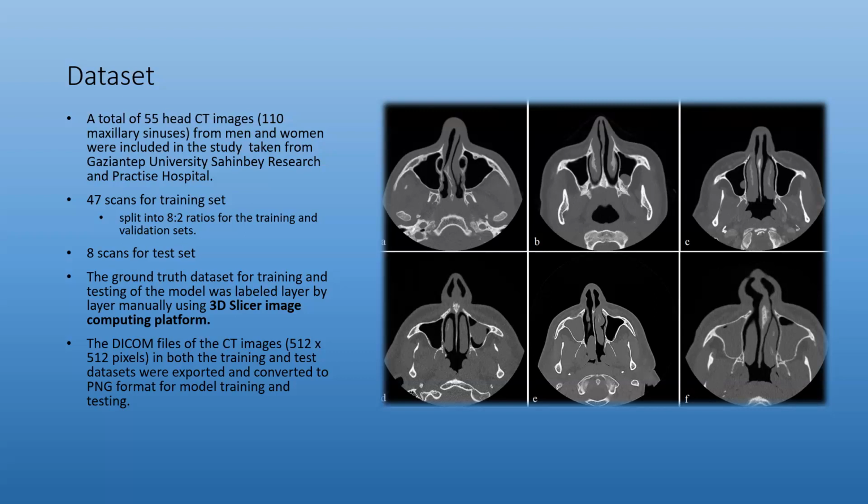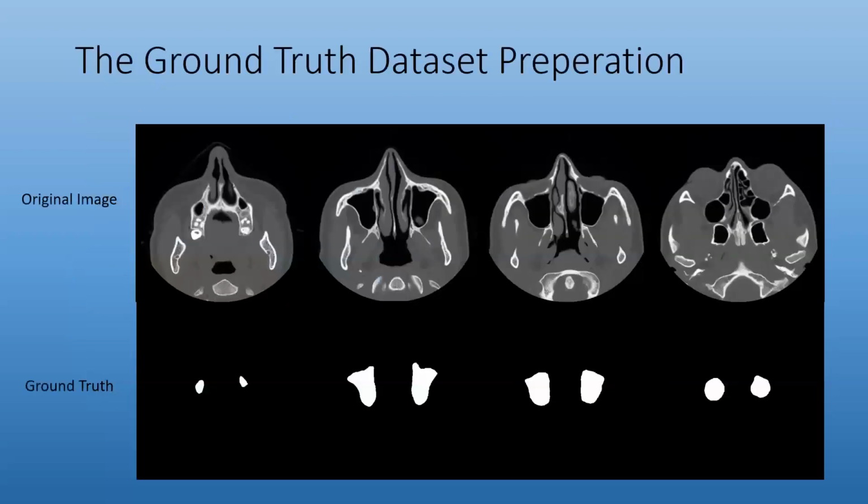47 scans were used for the training data sets and 8 scans for the test data set. The sinuses are labeled layer by layer, one by one, using the 3D Slicer program. The DICOM files of the slices were exported from the program and converted to PNG format to use in the training of the model. Here are some examples of our original and ground truth mask images.